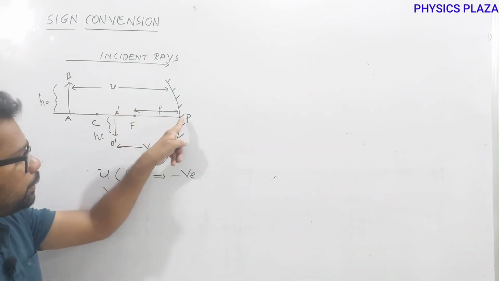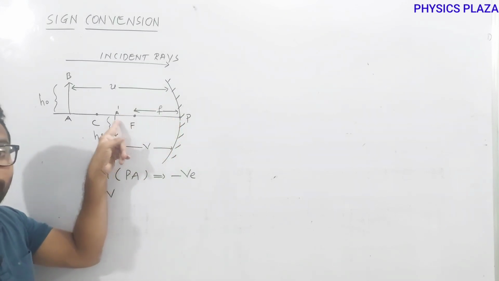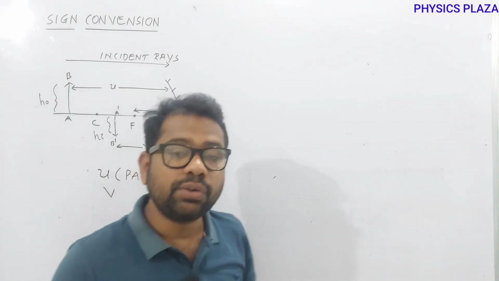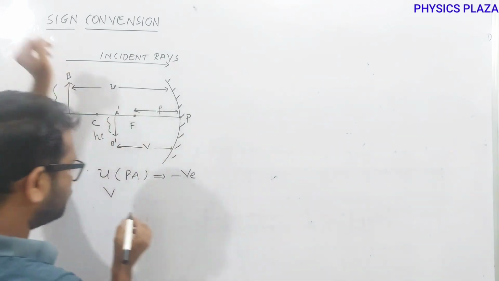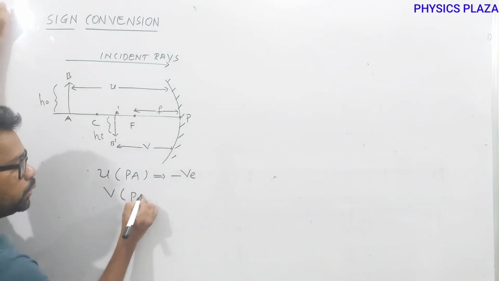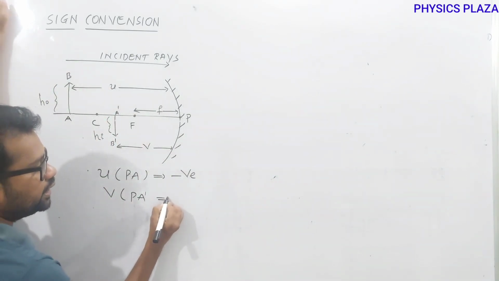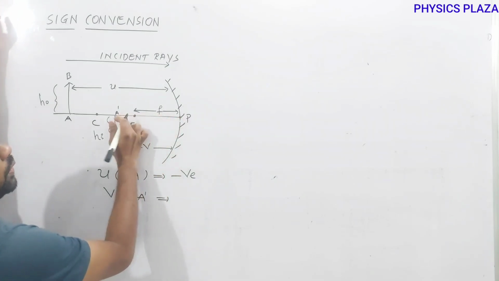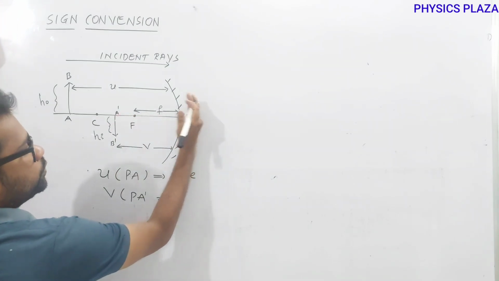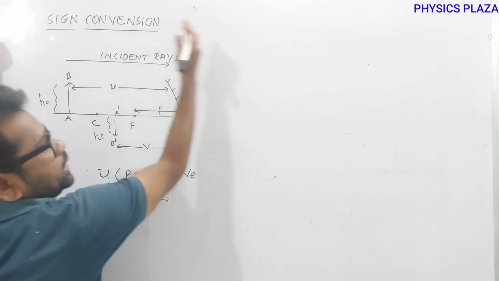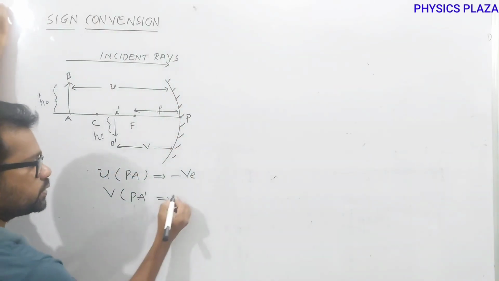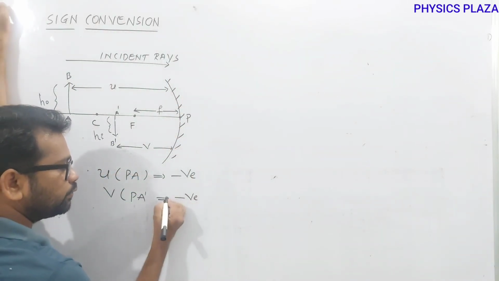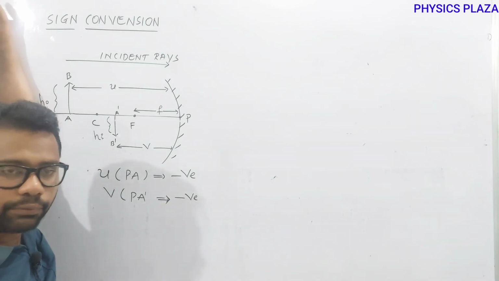A dash to P or P to A dash, both are the same only. But as per the rules of sign convention, we must start from P only. So we should take P to A dash. As we are taking P to A dash, we are moving towards the left, but the incident ray is going to the right side. That is opposite only. So image distance is also negative only.